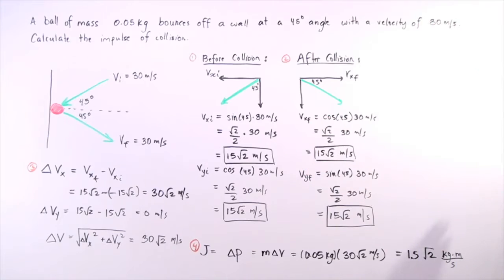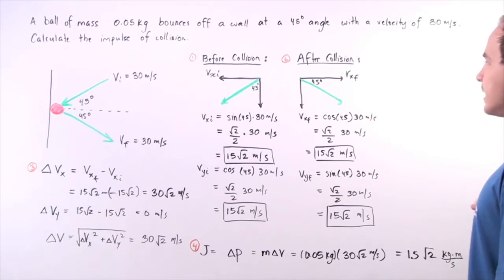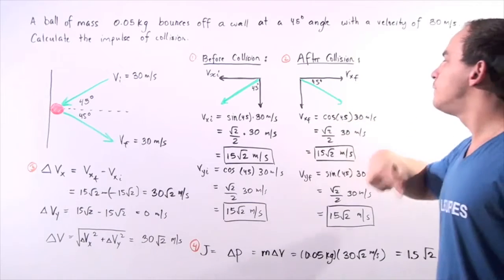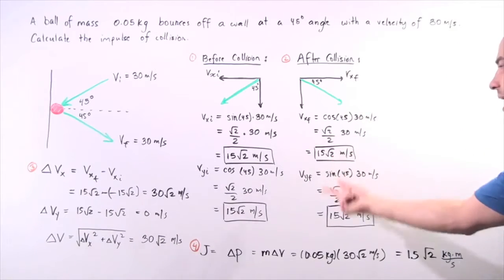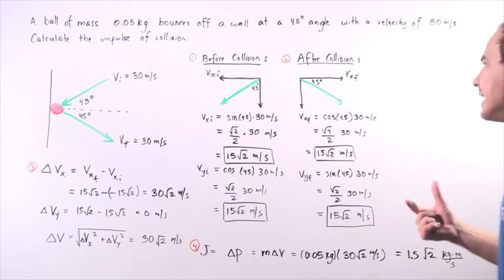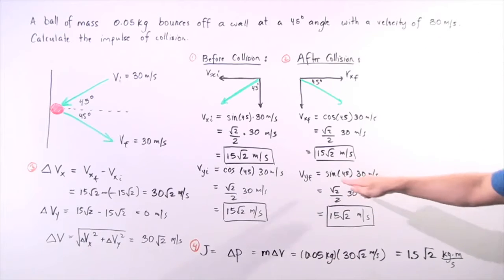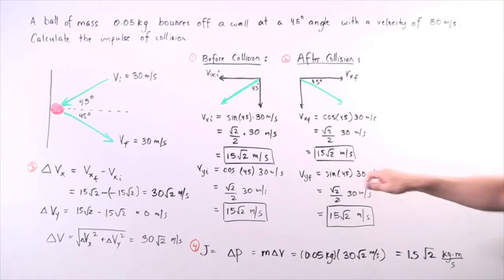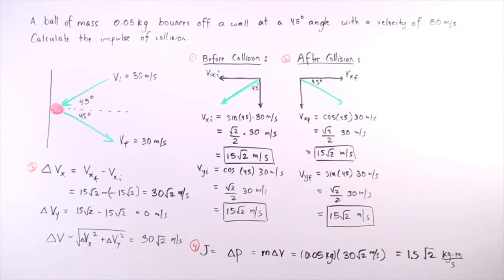Now after collision, the same exact steps are taken, except now we have the following 45, 45, 90 degree triangle. So our final x component vector is cosine 45 times 30. So likewise, it has a magnitude of 15 times radical 2 meters per second. And the y component vector after our collision takes place is sine 45 times 30. So once again, 15 times radical 2 meters per second.